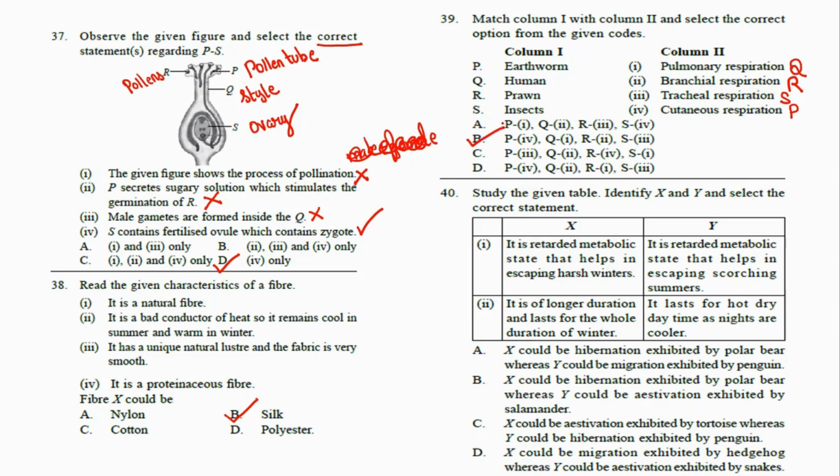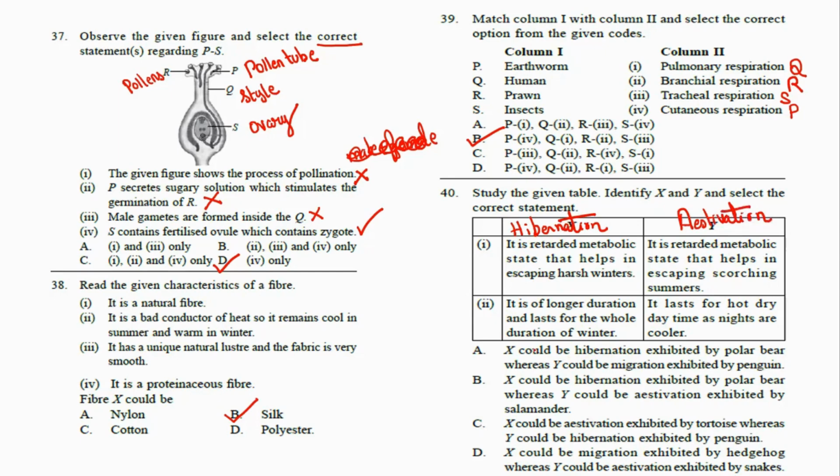Okay. Now we come to question number 40. So in this question, we have a table. We have to find out X and Y and the correct statement. So X is a retarded metabolic state that helps in escaping harsh winter. It is of longer duration and lasts for the whole duration of winter. So X could be hibernation, right? Next is Y. Y is a retarded metabolic state that helps in escaping scorching summer. It lasts for the hot, dry time, as nights are cooler, right? So Y can be estivation. Correct? Summer sleep.